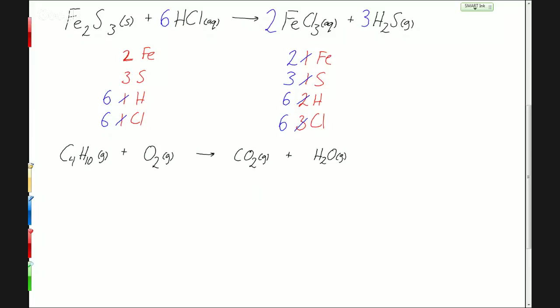Again, I would start just getting a count of all the atoms that we have. So we've got 4C, 10H, 2O over on this side. This side's got 1C, 2H, and 3O. Remember that you're dealing with the entire side of the reaction when you're doing this. So like on the right, it's CO2 and H2O. Both of those oxygens count in the total oxygens on that side.